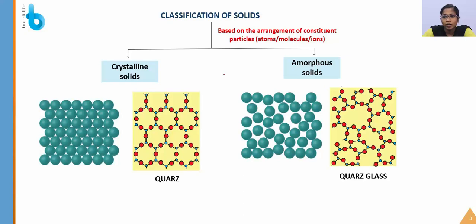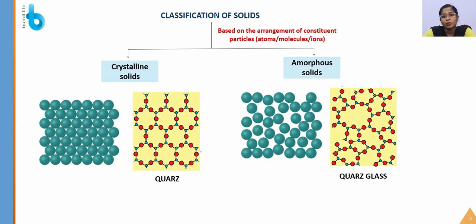What are solids? You may already know what a solid is and what the properties of a solid are. Solids are classified into two types, crystalline solids and amorphous solids, based on the arrangement of constituent particles. Crystalline solids have a regular pattern of arrangement of particles, whereas amorphous solids do not have a regular pattern of arrangement of particles. An example of a crystalline solid is quartz, whereas an example of an amorphous solid is quartz glass. From your exam point of view, there is a chance of asking the difference between crystalline and amorphous solids, or they can ask for an example of crystalline and amorphous solids also.